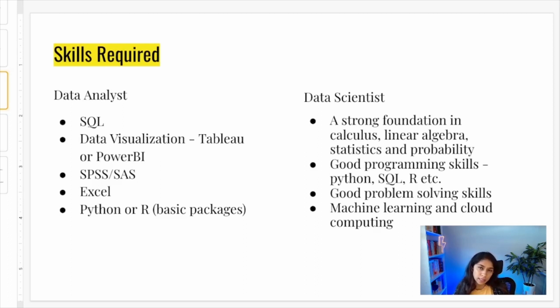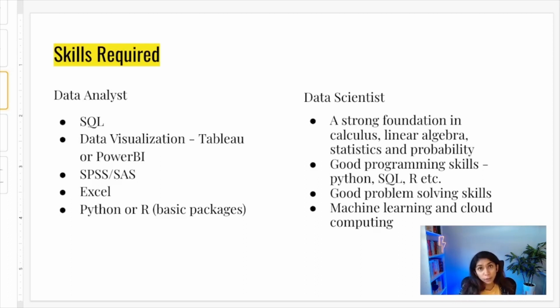Whereas a data scientist is someone who you need because you're building those. For the Amazon example that I gave, you need to understand the crux, the basic fundamentals of the algorithms, and that comes with a strong foundation of calculus, linear algebra, statistics, and probability. So you need to know that really well.